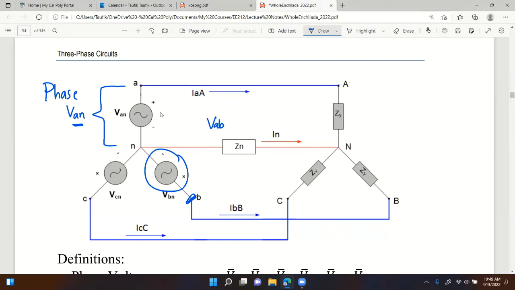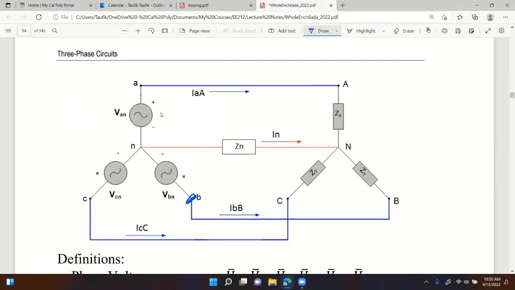So that's the second property of a Y connection. Sorry, I erased this. The second property of the Y connection is that phase voltage is different from line voltage. What is the first property? Common node. What's the second property? That phase voltage is different from line voltage. Okay. Now, what about currents? Let's look at currents. We also have phase current and line current.